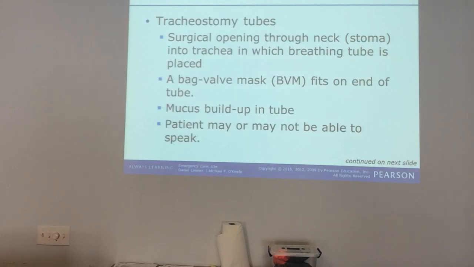Trach tubes. It's a surgical opening through the neck, the stoma, into the trachea, in which a breathing tube is placed. A BVM fits on the end of a tube. These typically build up with mucus in the tube. The patient may or may not be able to speak.